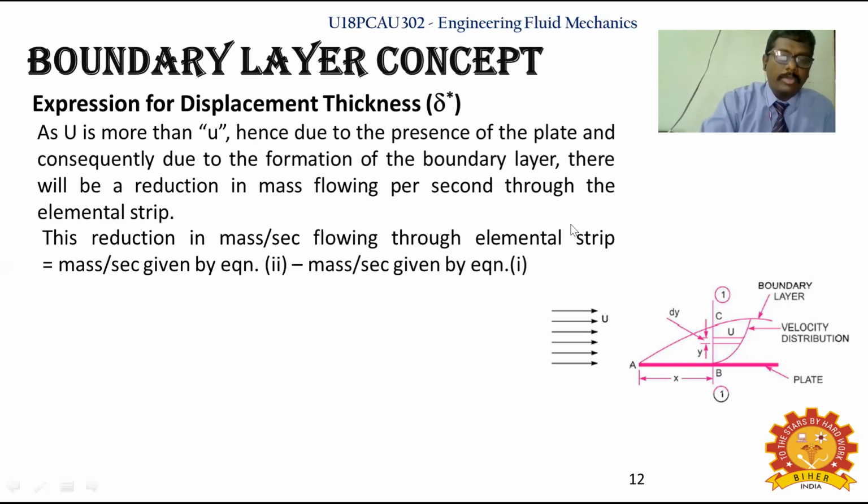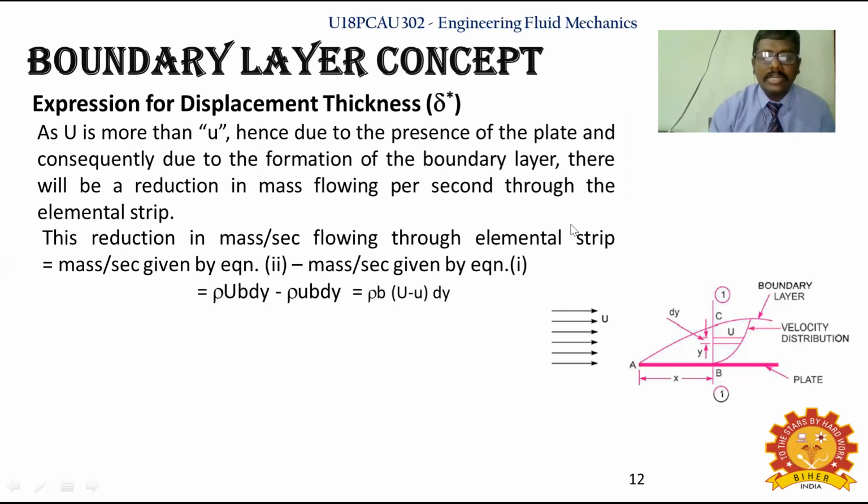That reduction of mass will be equation 2 minus equation 1, because you make capital U minus small u. That tells how much reduction of mass there will be because of the presence of this plate. So you subtract what we found in equation 2, with respect to capital U, where no plate is there and you consider the full free stream velocity, from equation 1, where small u starts from 0 and reaches capital U. That difference is the reduction in mass per second flowing through the elemental strip.